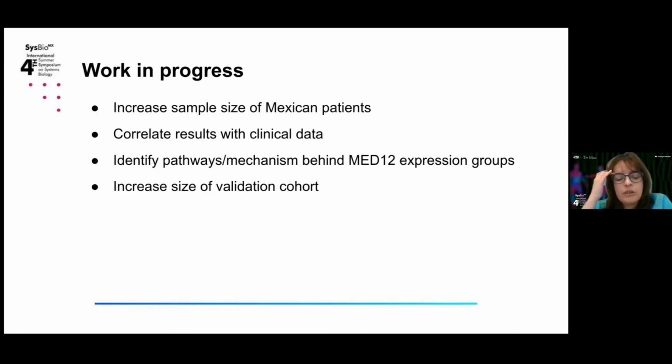And of course, we're also very interested in looking into the pathways and mechanisms behind the MED12 expression groups to see if this actually has an impact on how to treat patients or how to better classify these patients. And for that, I also need to identify different cohorts that could help me with this.